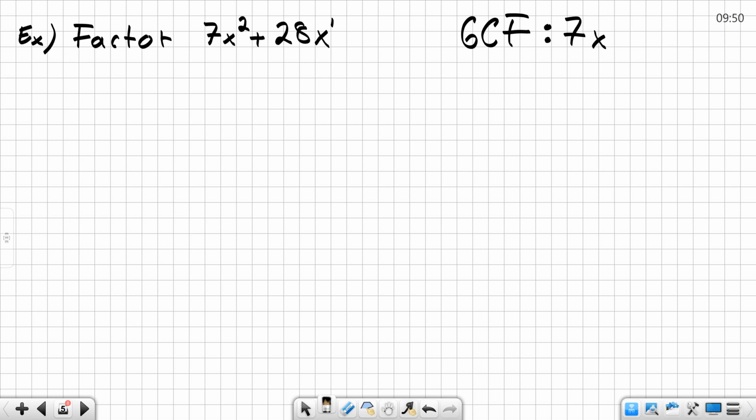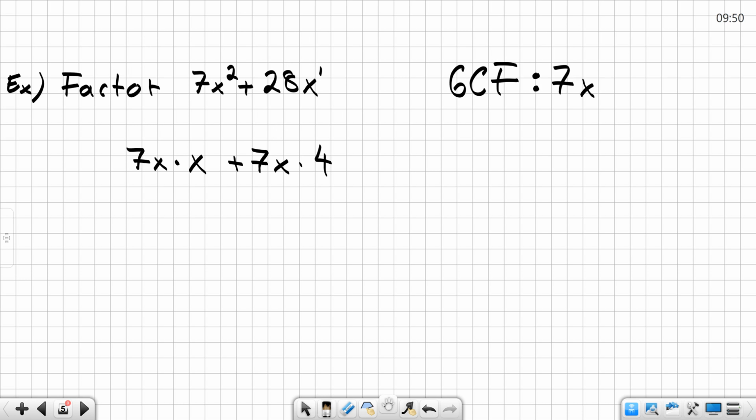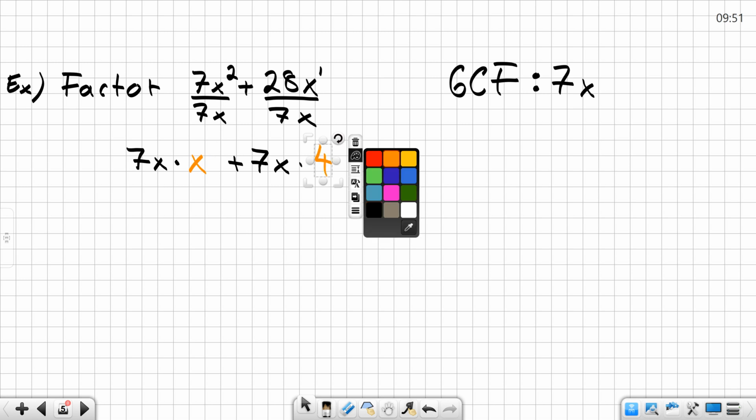Now I'm going to express my 7x squared as 7x times x, plus 7x times 4. Again, what we are really doing is taking this and dividing this by 7x and dividing this by 7x. And what is it that I'm going to be left with? In the first expression, I'm going to be left with an x. Here, I'm going to be left with a 4.